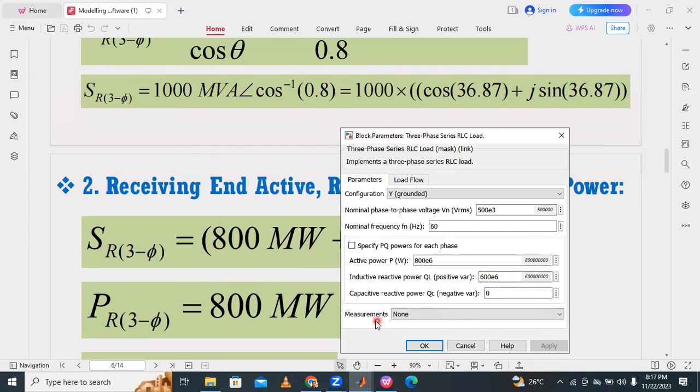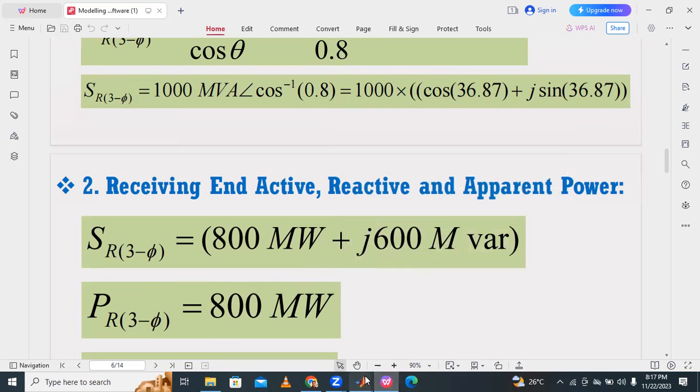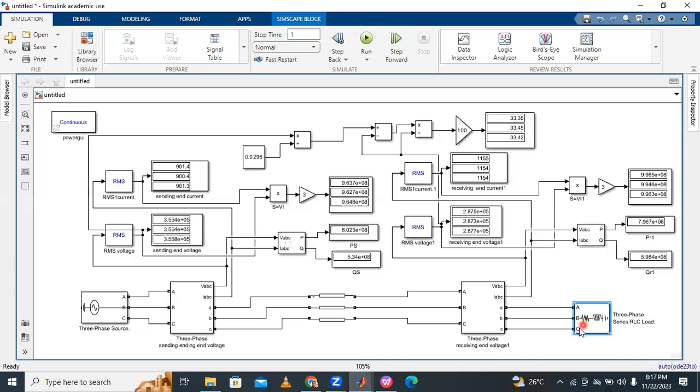Then next, coming to the measurement, the capacitive reactive power is 0. There is no capacitive reactive power, so enter 0 here. This is the sending and receiving end side load and the sending end side.